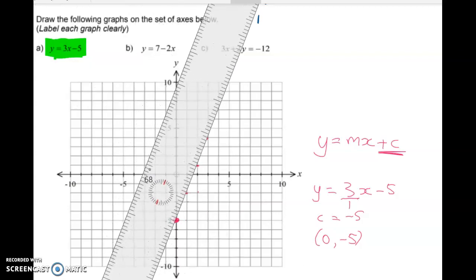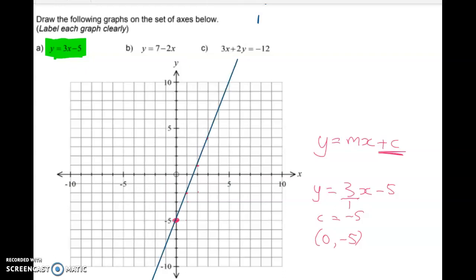There we go. So that's the first one, and it says label each graph clearly, so don't forget to do that. That's line A. Now if we look at the next one, it's not quite as nice, but it's not bad.